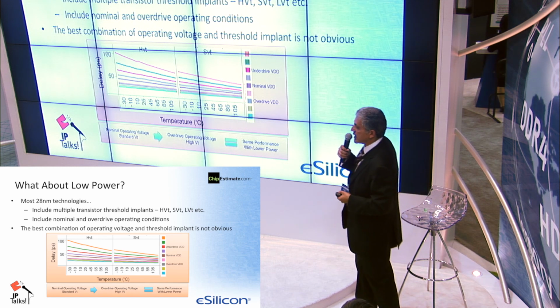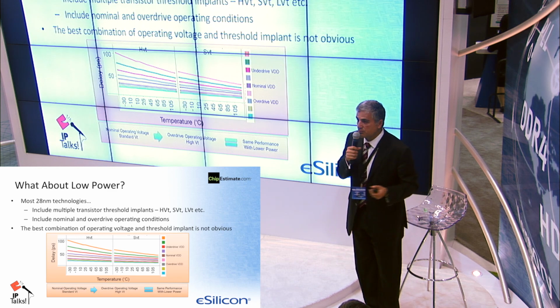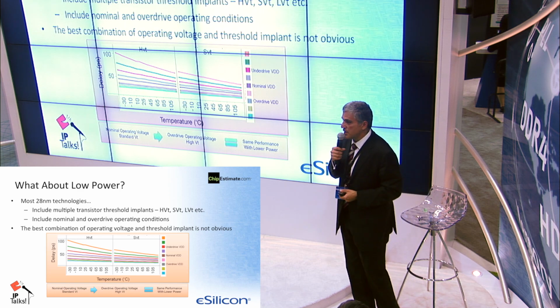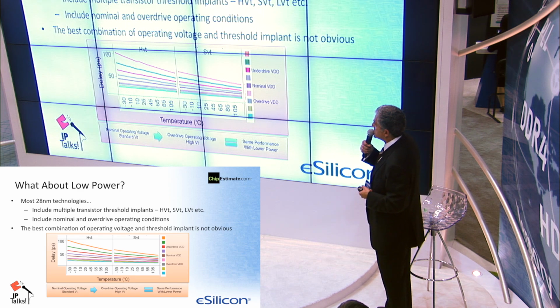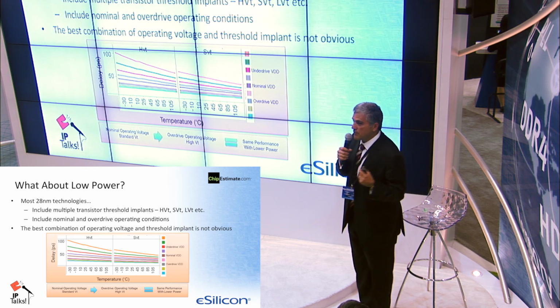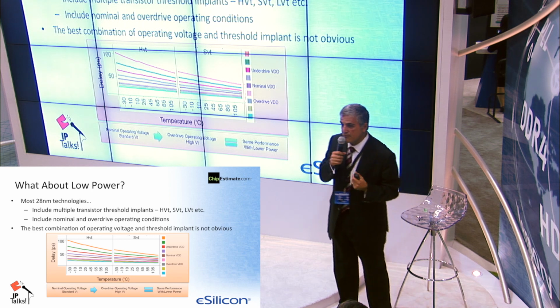And in 28 nanometer technologies, for the most part, this complication by adding more and more transistors and more devices onto your chip just becomes even more complex. And the best combination of operating voltage and threshold implants can actually bring a lot of advantages.